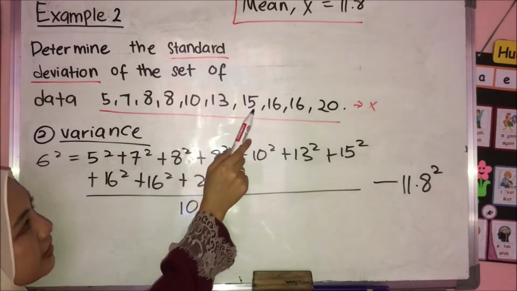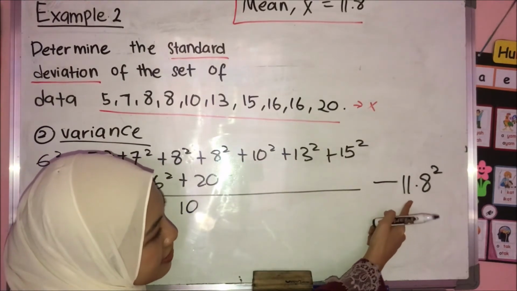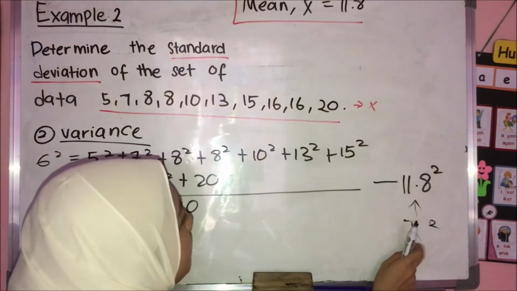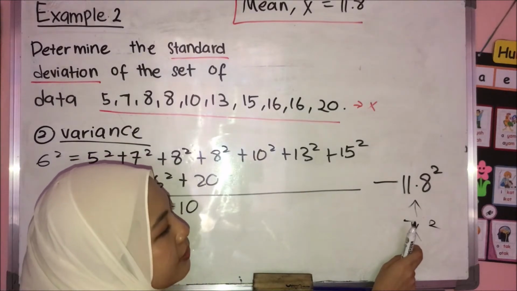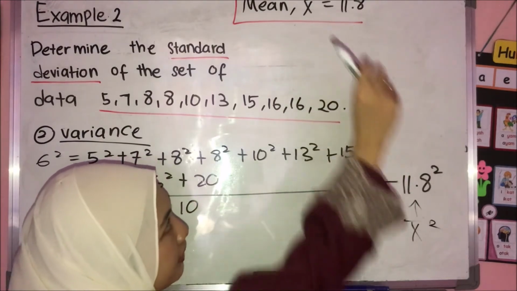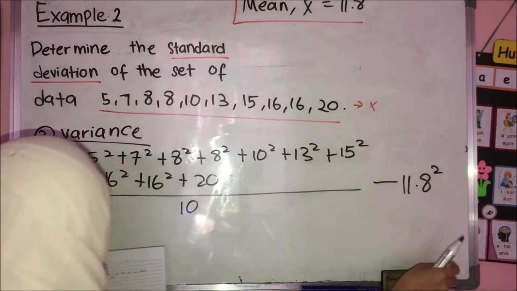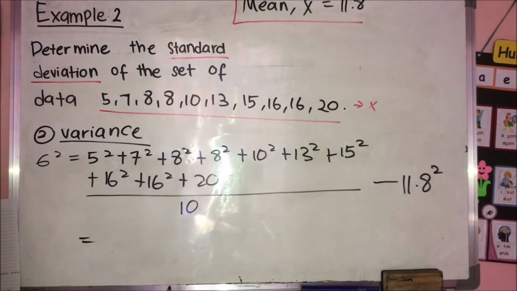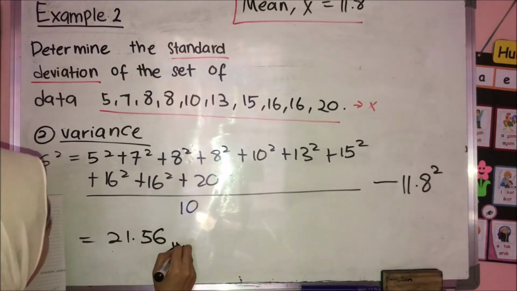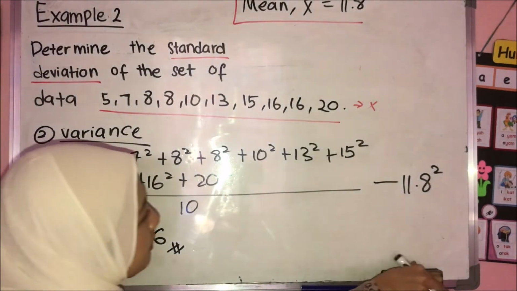1, 2, 3, 4, 5, 6, 7, 8, 9, 10. Okay, 10 minus what? This one is mean, x bar, right? This one is x bar squared. X bar, we have found mean just now. X bar is equal to mean, okay? We got 11.8 squared. And then the answer for variance is 21.56. Okay, you guys can calculate this with a calculator, okay?